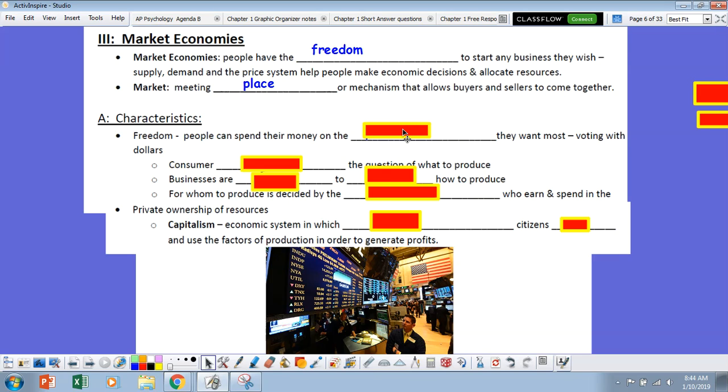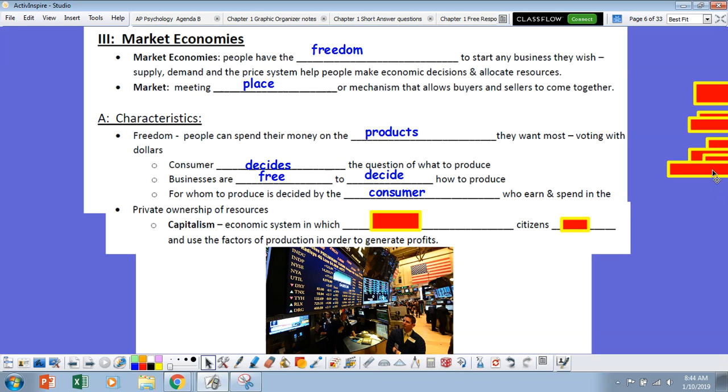Some characteristics of the market economy: the big one is freedom. People can spend their money on the products that they want the most, voting with their dollars. Consumers, for the most part, not governments, are deciding the questions about what to produce. Businesses are free to decide how they're going to go about producing things. For whom to produce is decided by the consumer, who earns and spends out there in the marketplace.